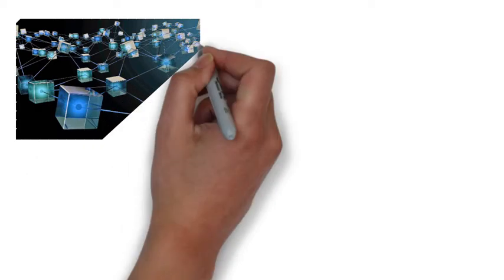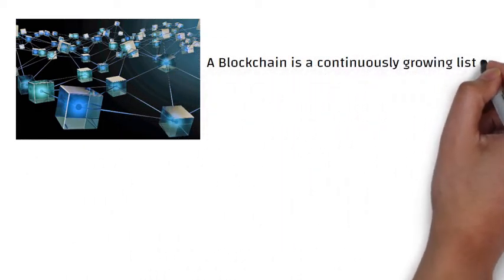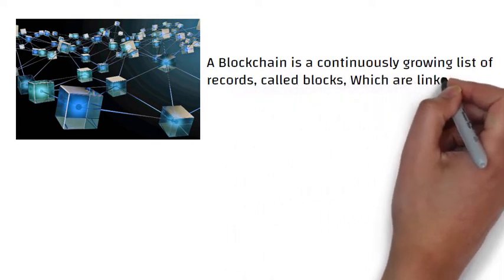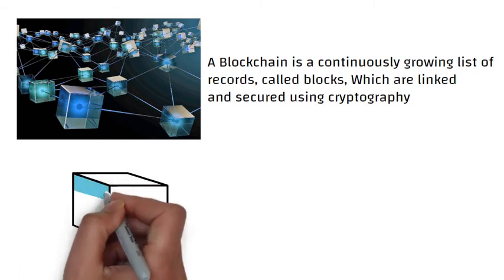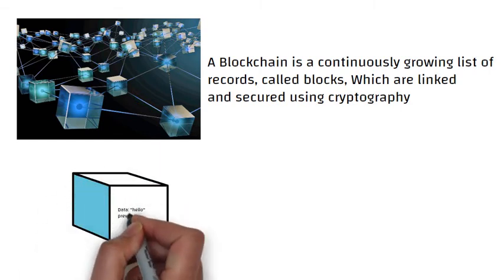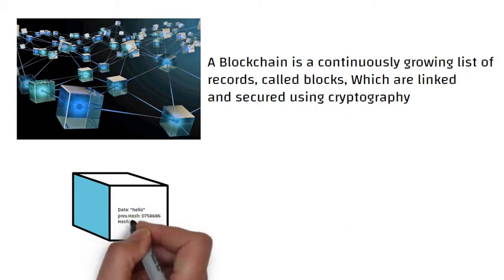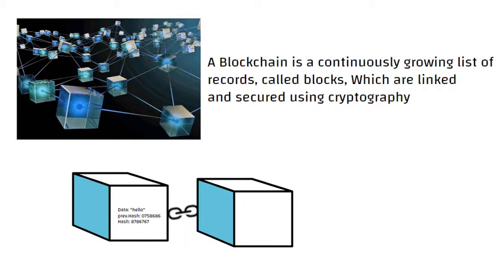So what is blockchain now? Blockchain is a continuously growing list of records called blocks, which are linked and secured using cryptography. When we observe each block, each block consists of the data, the previous hash, and the hash of the current block. All these individual blocks are linked together to form a blockchain.